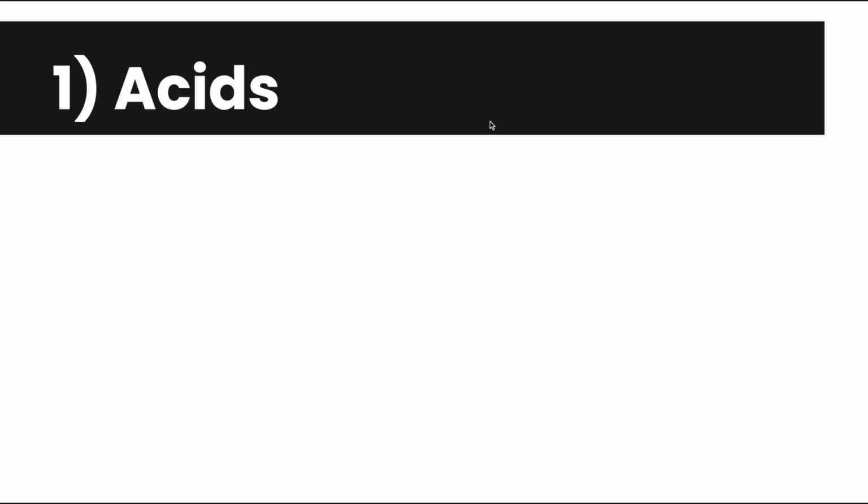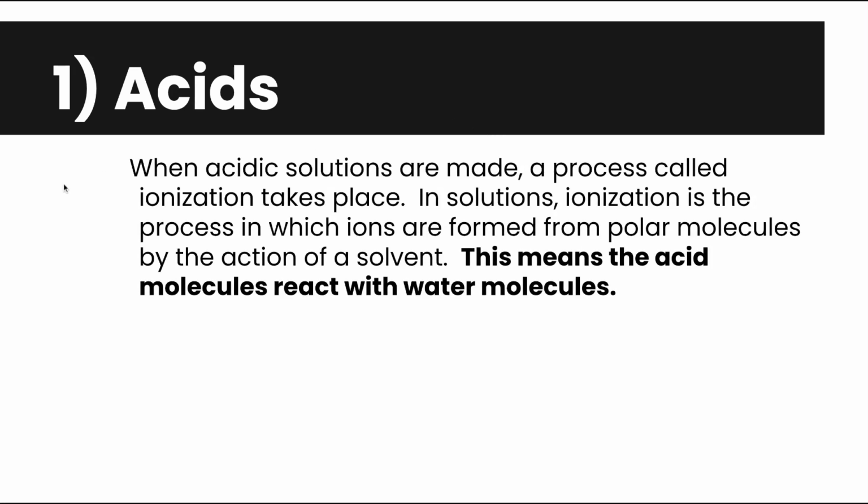In this video, we're going to take a look at the Arrhenius theory of acids and bases. So let's start with acids. Now, when acidic solutions are made, a process called ionization takes place. If we remember from previous lessons, we've seen ionization before with our ionization equations.